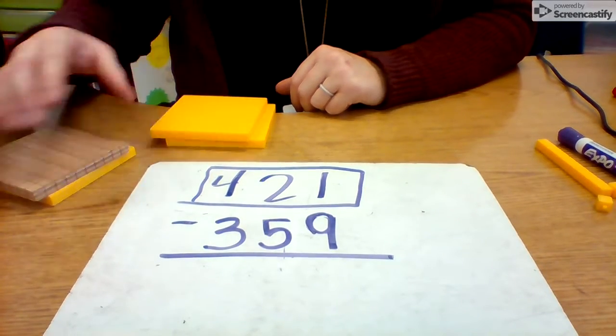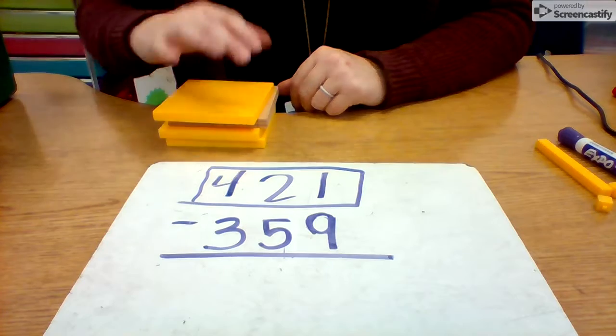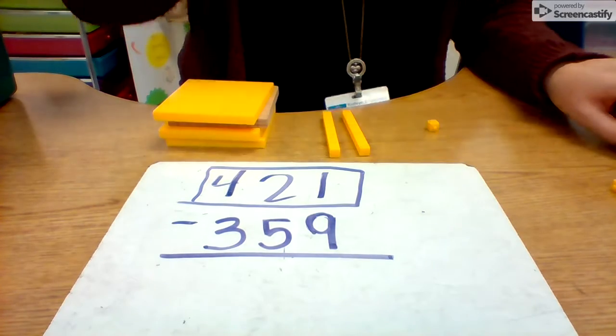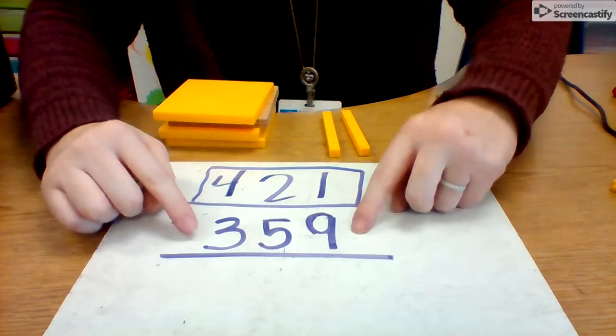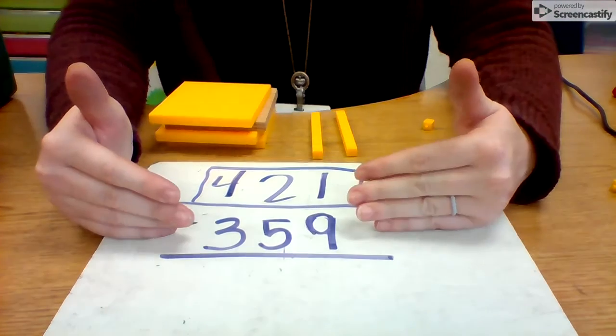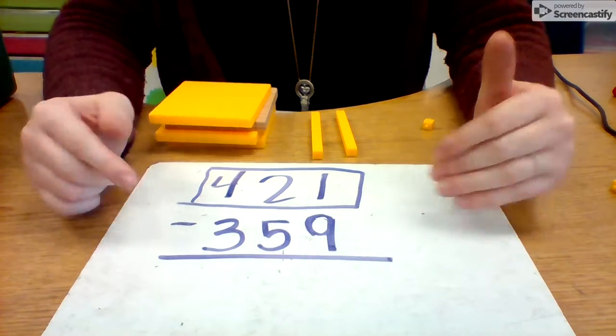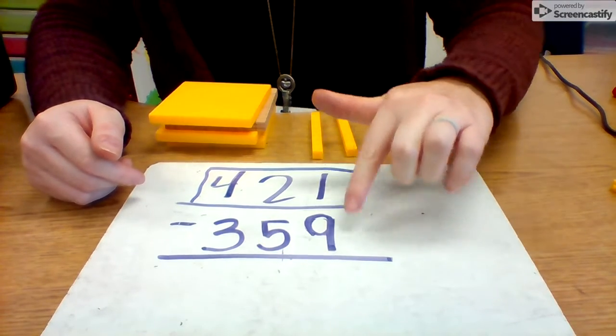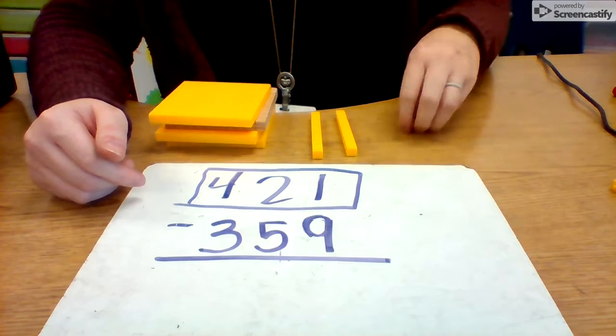1, 2, 3, 4: 4 hundreds, 2 tens, and 1 one. And what it's asking me to do is to take 359 out of this group that I've already built. I'm not building 359. I'm taking it away because of this subtraction sign. I'm taking it out. My first step says to take 9 ones out of the ones place.